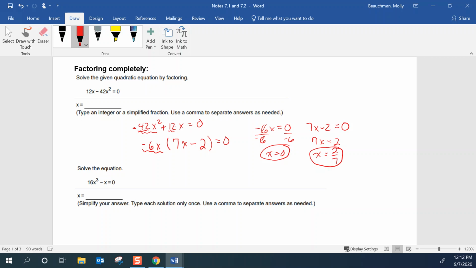All right, last example. Solve 16x cubed minus x equals 0. And you're saying, well, wait a minute, that's not a quadratic. So the first thing we do is factor out the greatest common factor and then see if what you have left is a quadratic.